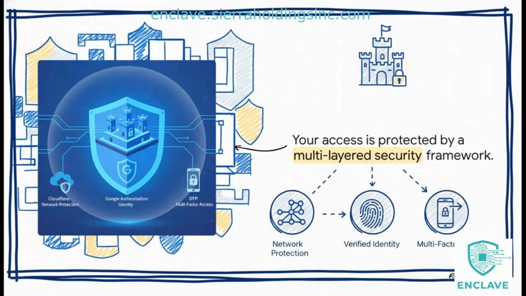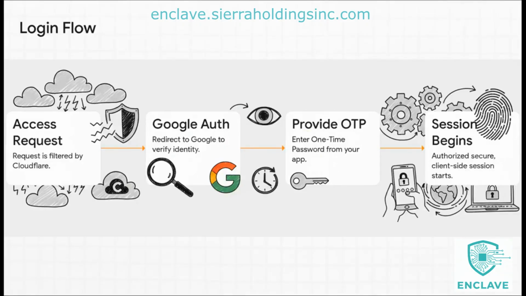And of course, it's not just about protecting the data while you're working. Just getting into the platform is locked down tight. Enclave uses this multi-layered security approach, and it's built on 3 key pillars: protecting the network, verifying your identity, and requiring multi-factor access. So let's see how this actually works when you log in.